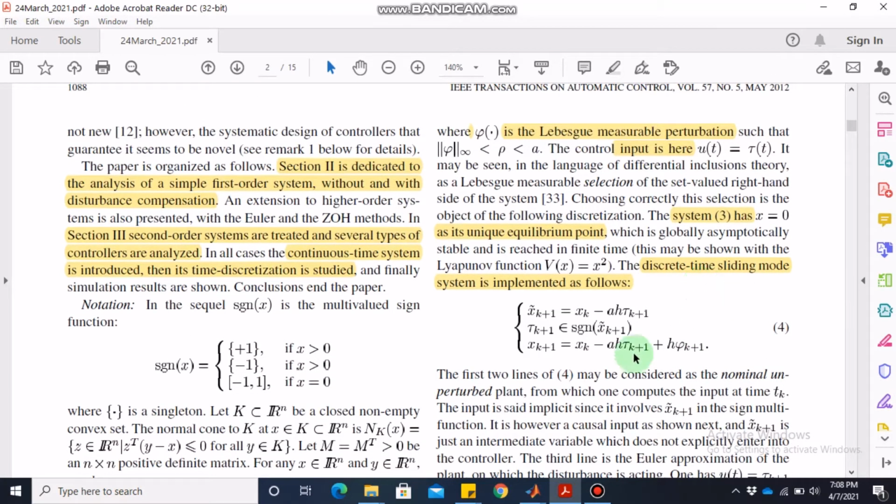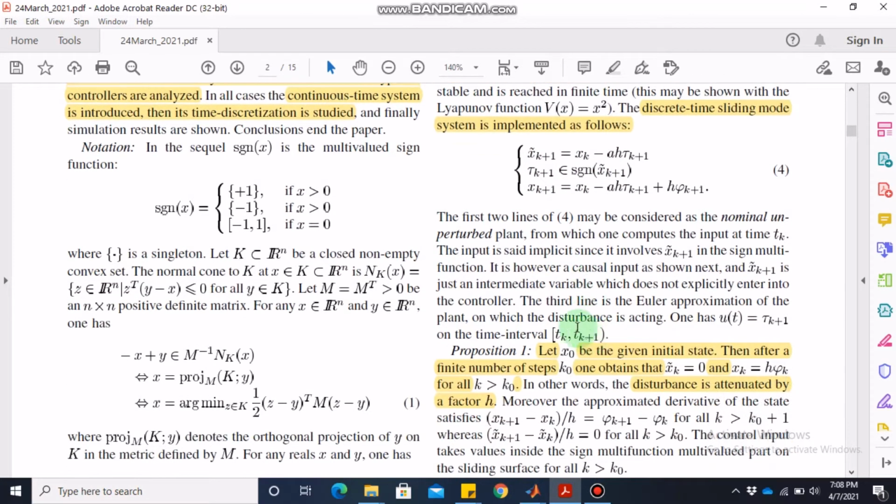So this is the discretization of the system. Looking at this discretization, they defined an intermediate variable x tilde of k plus 1. So x tilde of k plus 1 is equal to x of k minus a times h times tau of k plus 1, where tau k plus 1 belongs to sine of x tilde of k plus 1. Now here you can see a problem that x tilde depends upon tau k plus 1 and tau k plus 1 belongs to the sine of x tilde.